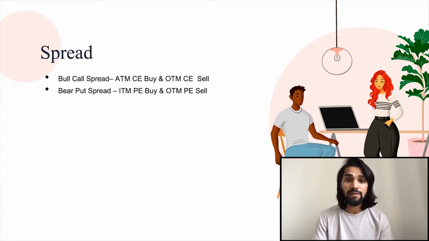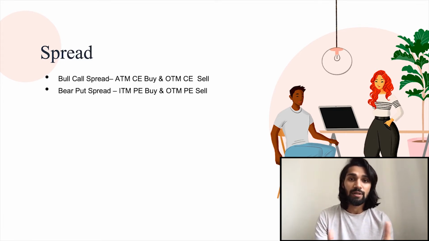So in bull call spread, what you do is you buy an at the money call option and you sell an out of the money call option. So what the strategy would do is when you buy an at the money call option, it would give you profit as the premium price would go up, and you sell an out of the money call option because you know the price wouldn't reach till there. So the premium price would keep on decreasing till month end, and both these options would add up to make a good amount of profit.